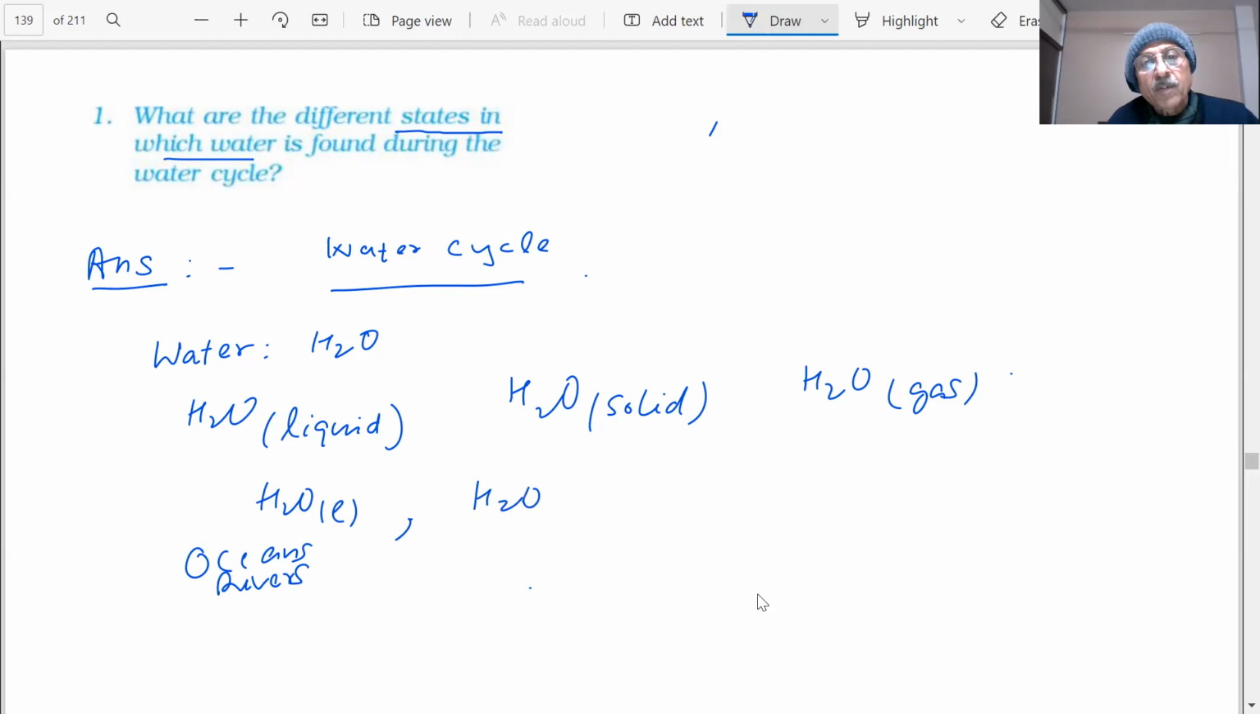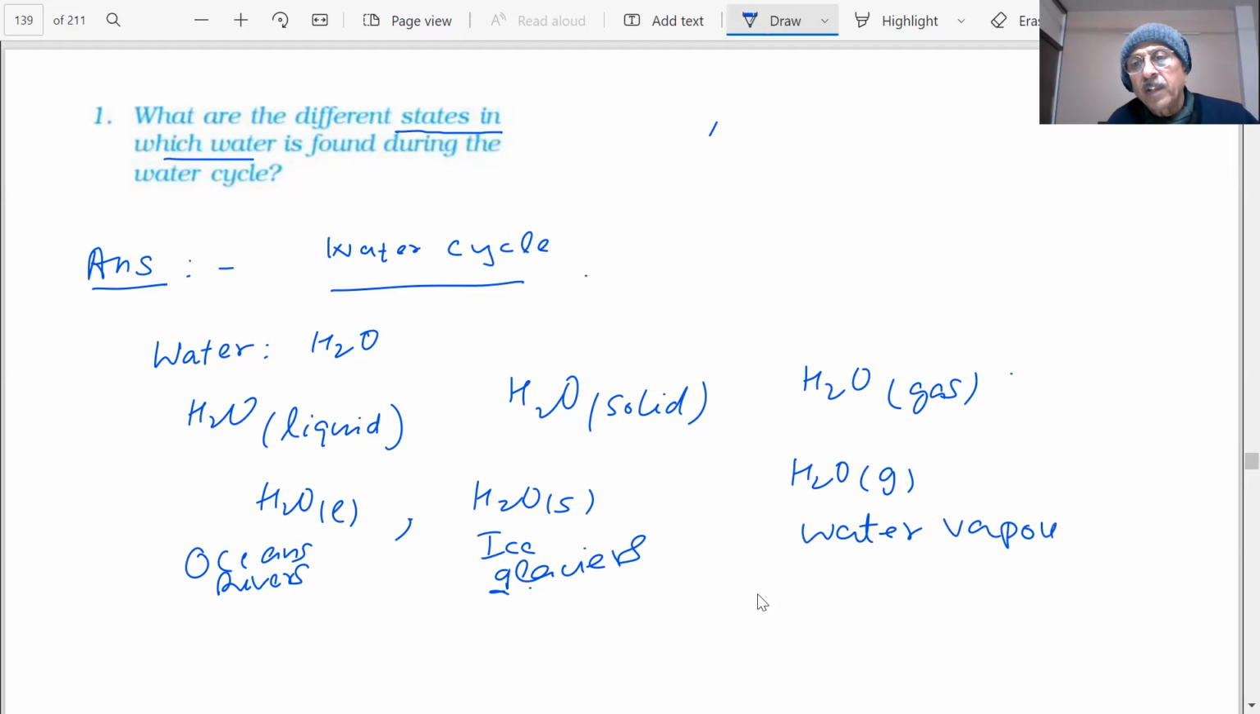H2O solid, student, your ice, glaciers. You have a lot of ice, and you have water vapor. The water vapor is there. All these are the 3 states, right? So you have 3 states. Physical states of water: solid, liquid, and gas.